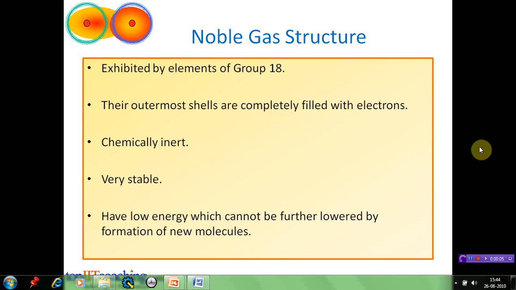The elements of group 18, which are known as noble gases, are known for their inertness. That is, noble gas atoms show very little tendency to react with other atoms. This lack of reactivity is attributed to the fact that noble gas atoms are already stable and have low energy, which cannot be further lowered by the formation of new molecules. Why is it so? Low energy of noble gas atoms is associated with their having outermost shell which is completely filled with electrons. This arrangement is also known as noble gas structure.